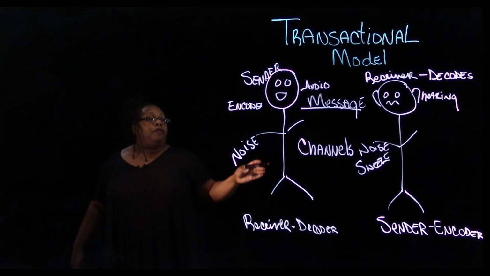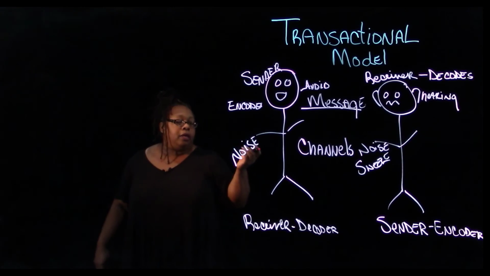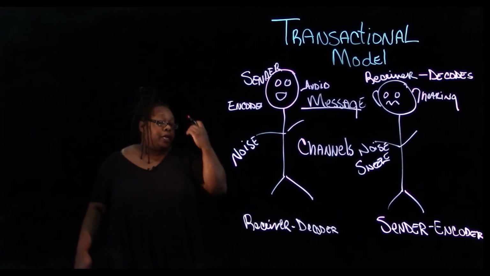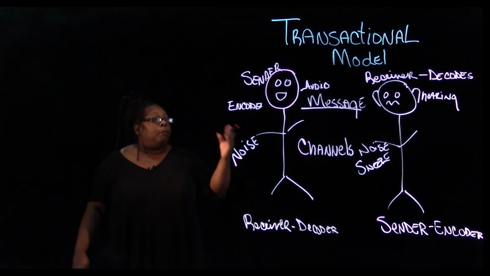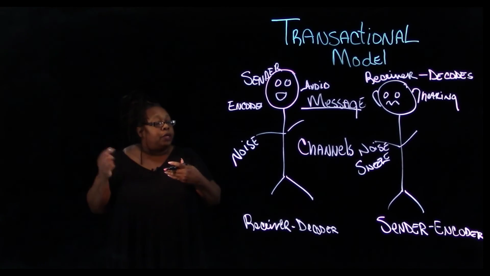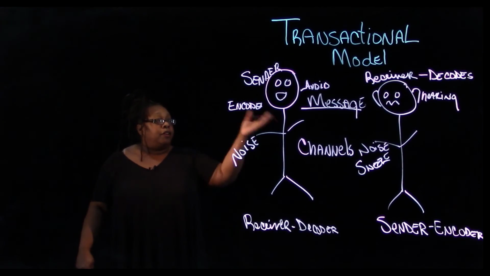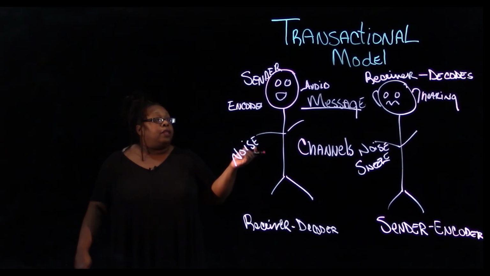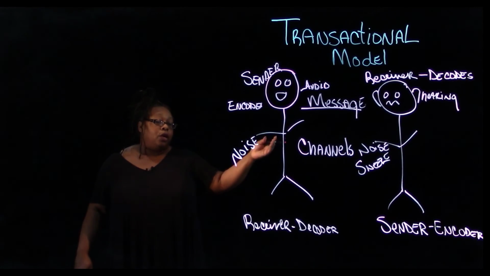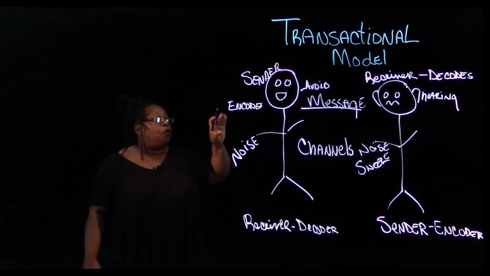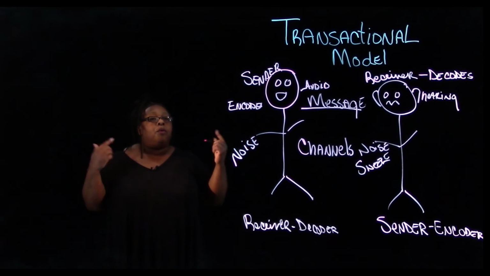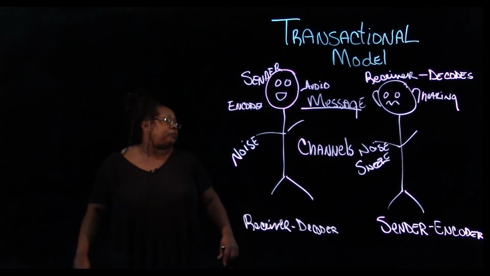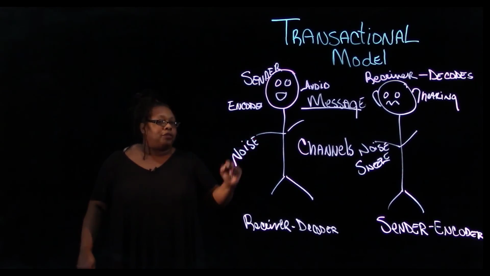If the receiver is non-hearing, then the message they receive will be decoded by another person. So if you have a deaf member in the audience, then the deaf member will have an assistant who is decoding the message for that receiver or the non-hearing receivers. That's your basic transactional model.